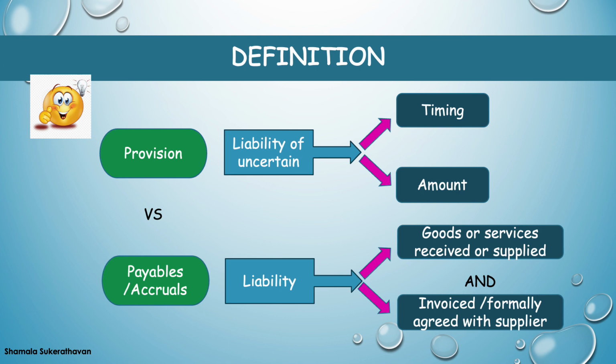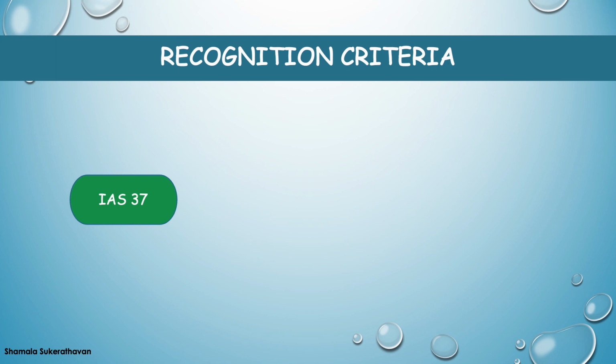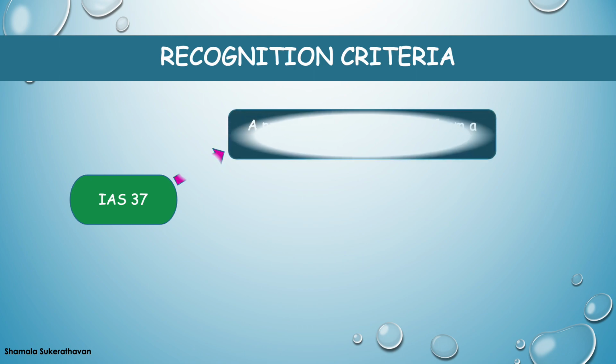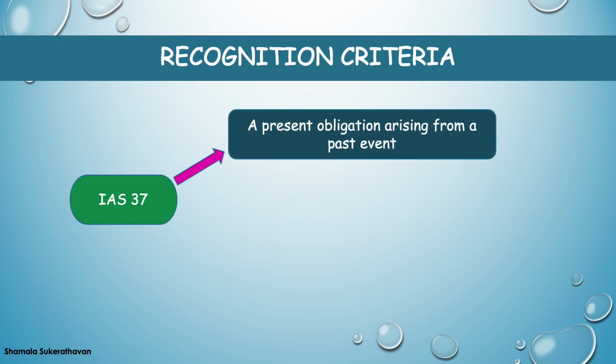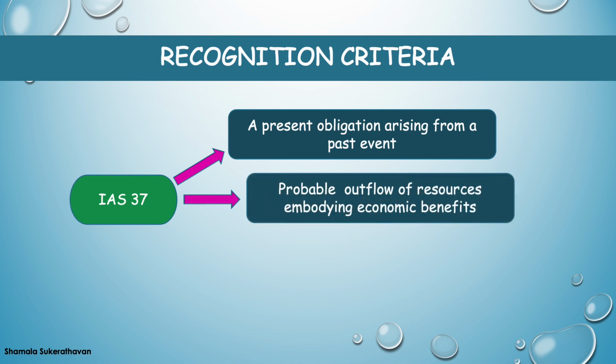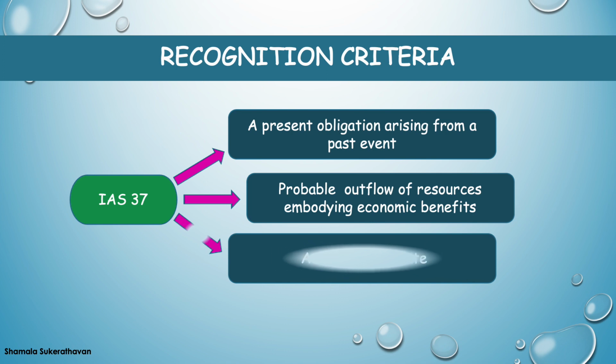Although in the case of accruals, it is sometimes necessary to estimate the amount or timing, the uncertainty is generally much less than provisions. A provision according to IAS 37 shall be recognized when the following criteria are met. 1. An entity has a present obligation as a result of a past event. 2. It's probable that an outflow of resources embodying economic benefits will be required to settle the obligation. And 3. A reliable estimate can be made of the amount of the obligation.